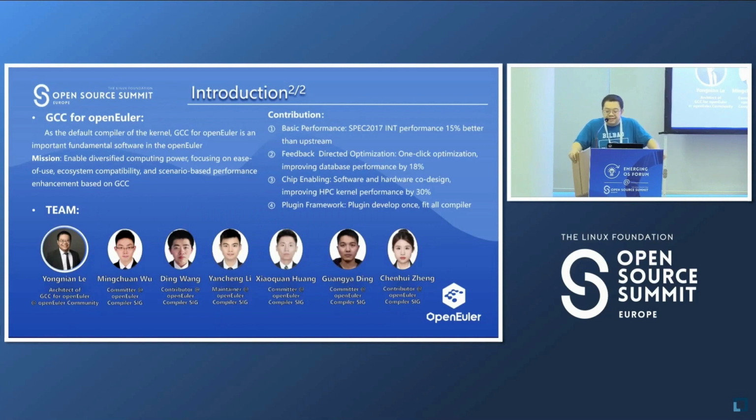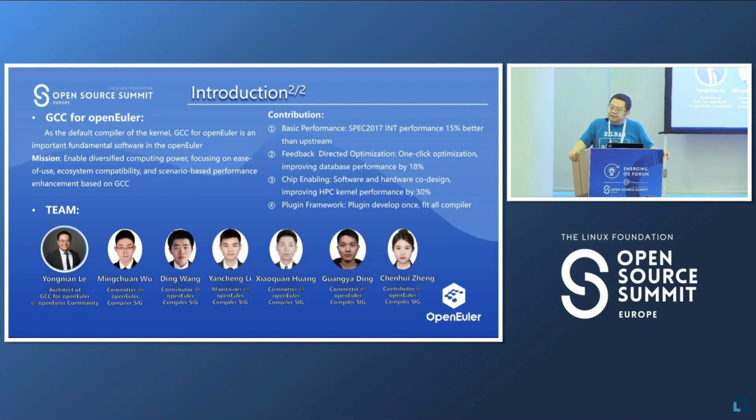Then we'll go to the GCC compiler. As we have multiple groups inside the compiler special interest group, there are many teams inside working on different compilers. The same as in other interest groups, we have debate and collaboration, and some guys would advocate LLVM, and some would promote the value of GCC. For us, GCC is the fundamental compiler used by OpenOLA, the default compiler to generate the binary and the image for the whole community.